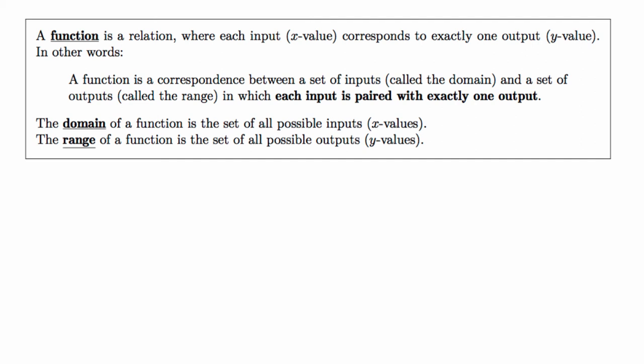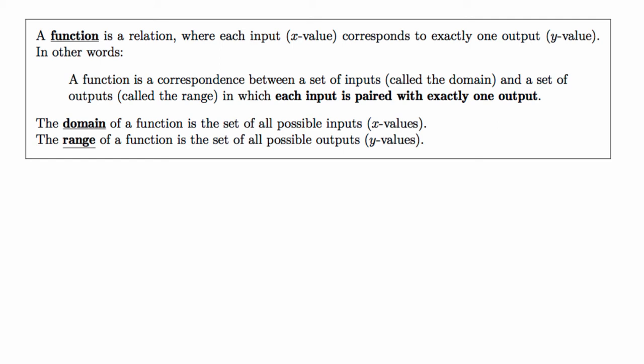A function is a relation where each input, or x value, corresponds to exactly one output, or y value. In other words, a function is a correspondence between a set of inputs called the domain and a set of outputs called the range, in which each input is paired with exactly one output.